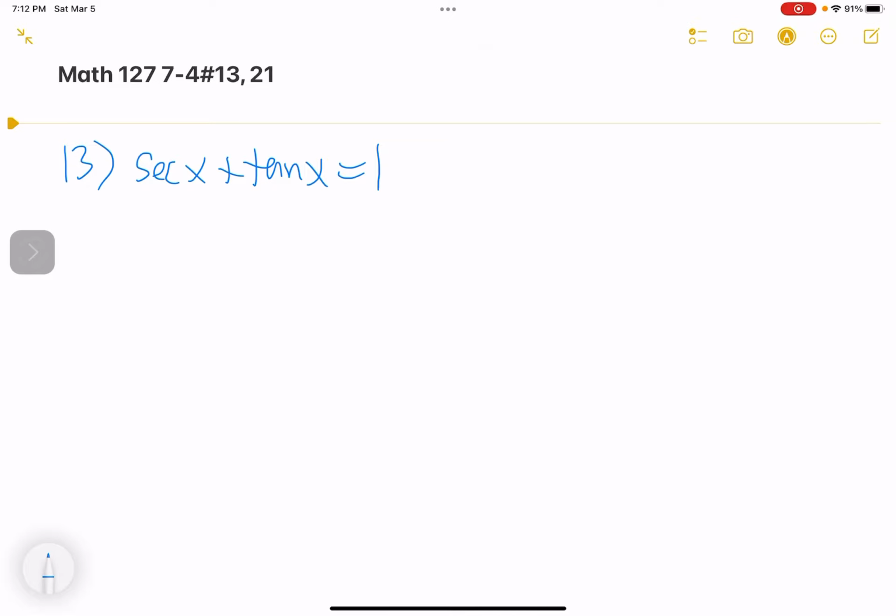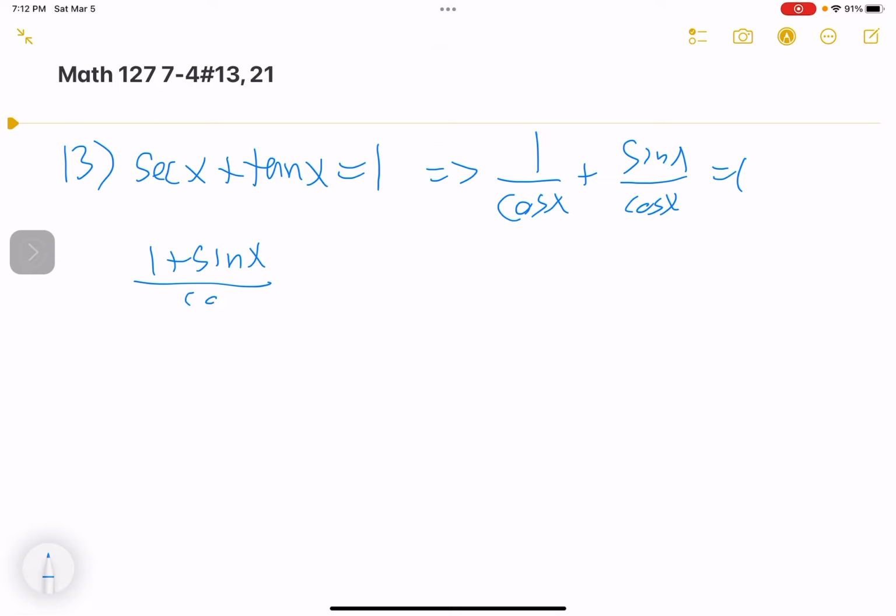One of the big recommendations when you're doing something like this is to convert everything to sine and cosine. It's sometimes a lot easier to see it that way. So I would call this 1 over cosine x, plus sine of x over cosine of x equals 1. And so what we have is 1 plus sine of x all over cosine of x equals 1.